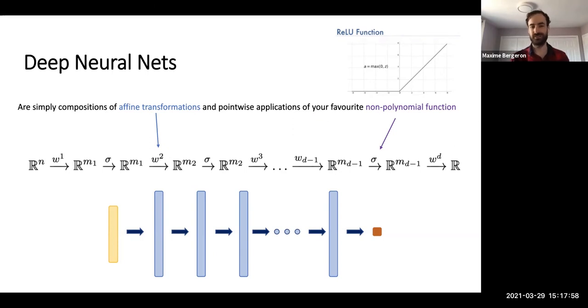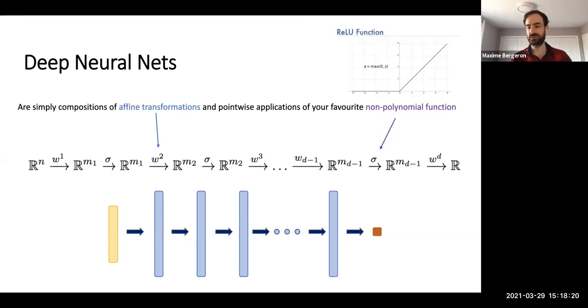I think about them as a touch of nonlinearity and a good dose of linear algebra. So what I mean by a touch of nonlinearity is I choose a single non-polynomial function. Let me call it sigma. You've got here a classic example, the ReLU. This is a non-polynomial function. It's just a straight line, as easy as it comes. And you start composing that over and over again with some affine transformations.